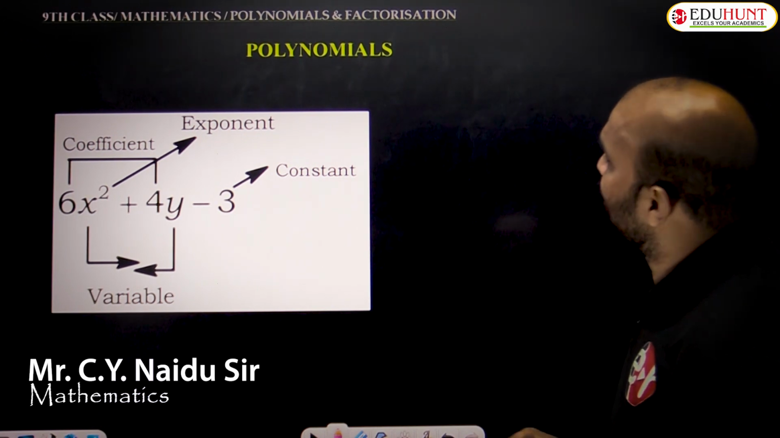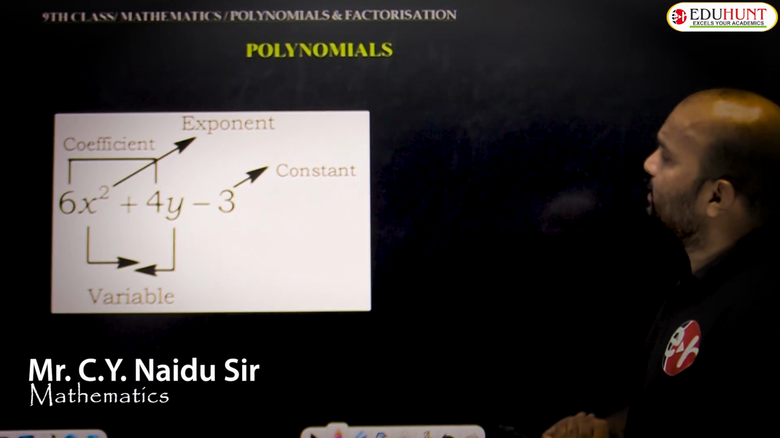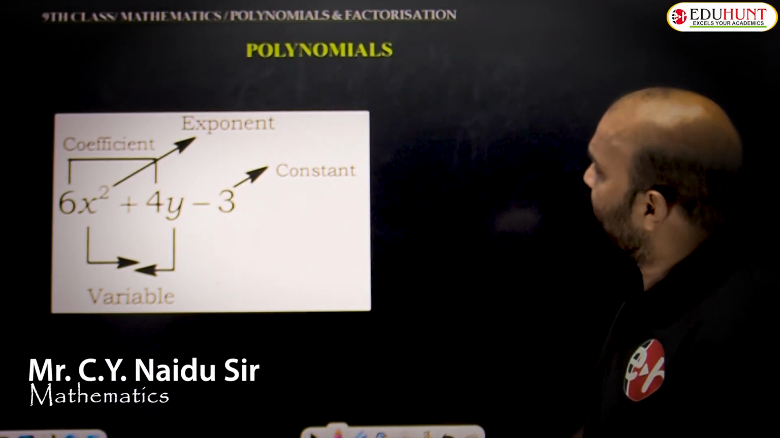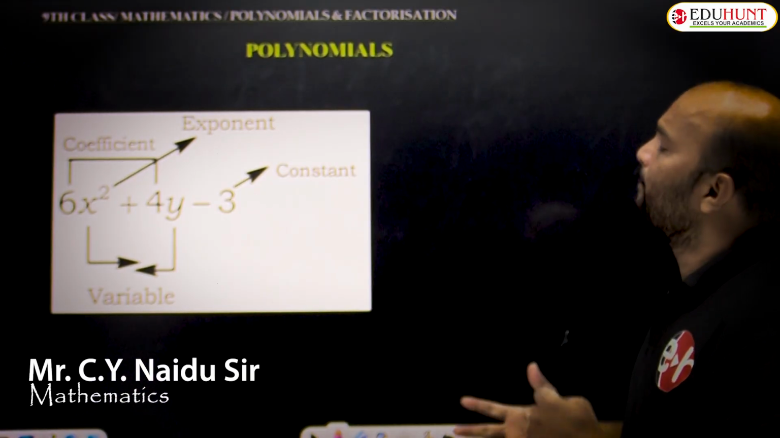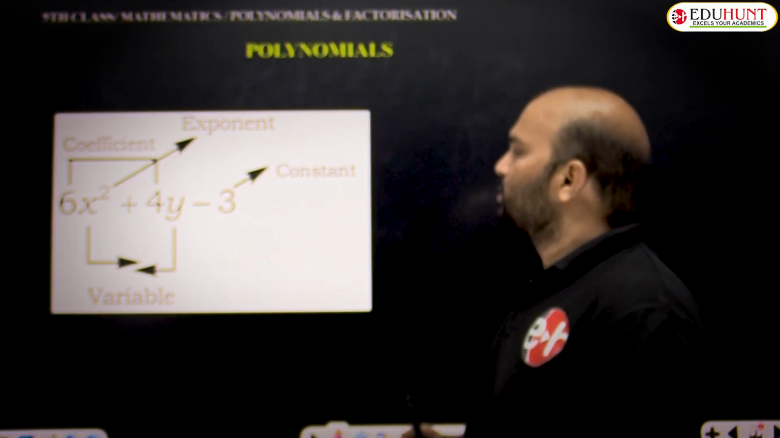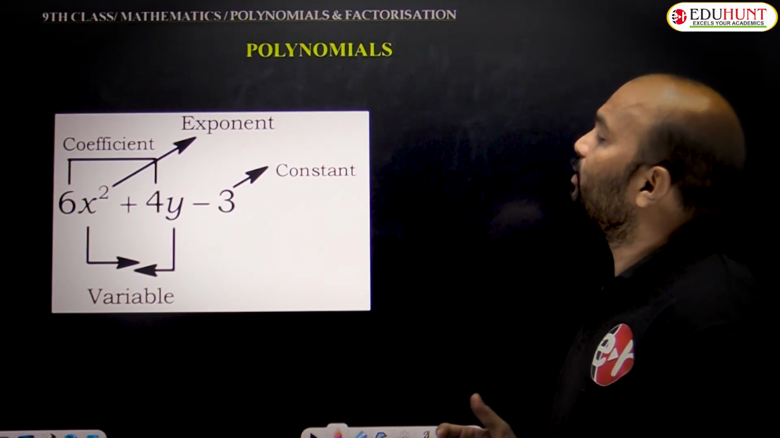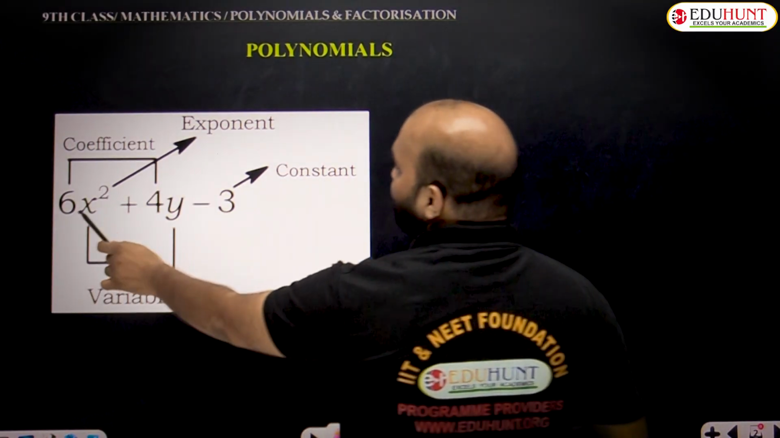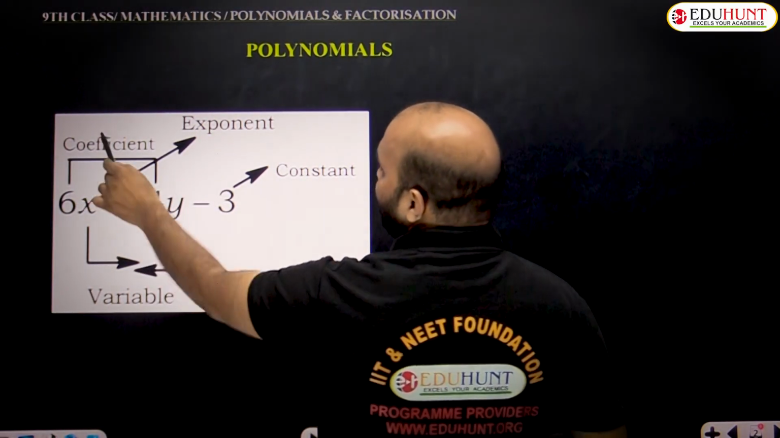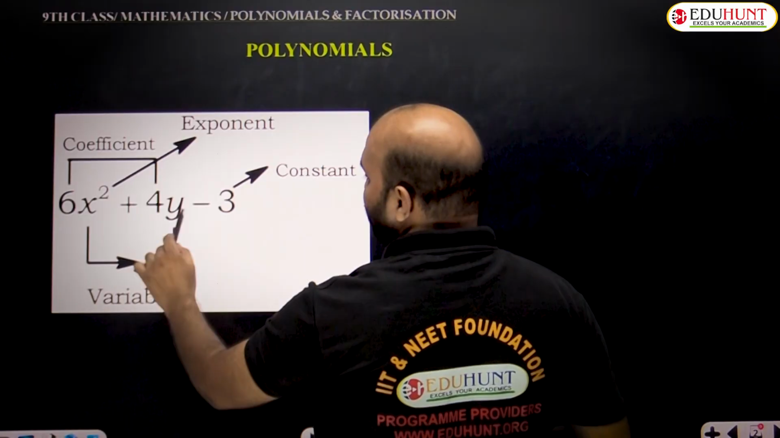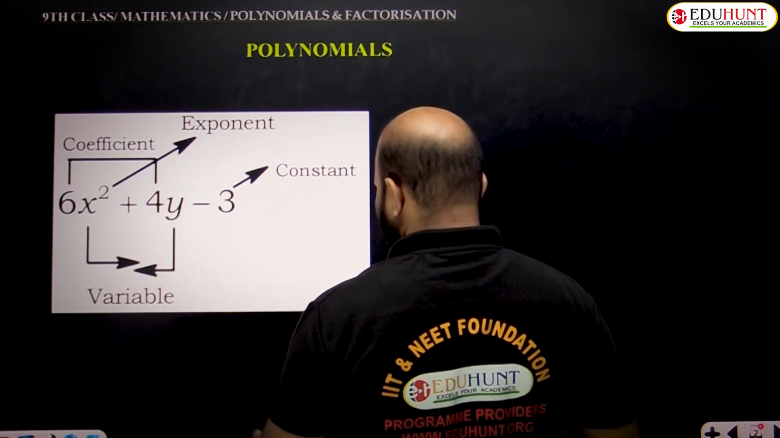So let us focus on polynomials first, which is a part of 9th class mathematics. We have been given one example, a polynomial 6x square plus 4y minus 3. In that polynomial, 6 and 4 are coefficient values: the x square coefficient is 6 and the y coefficient is 4. Am I clear? Next, x and y are variables.